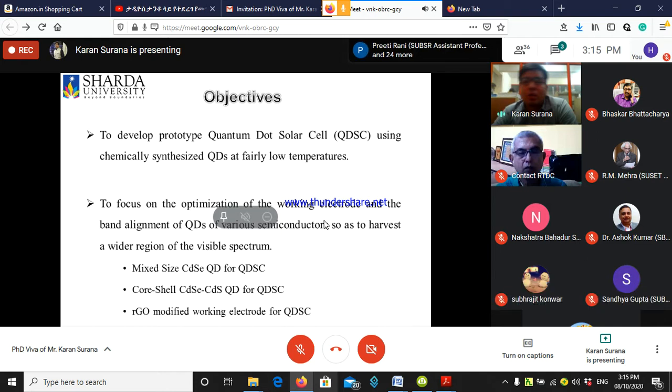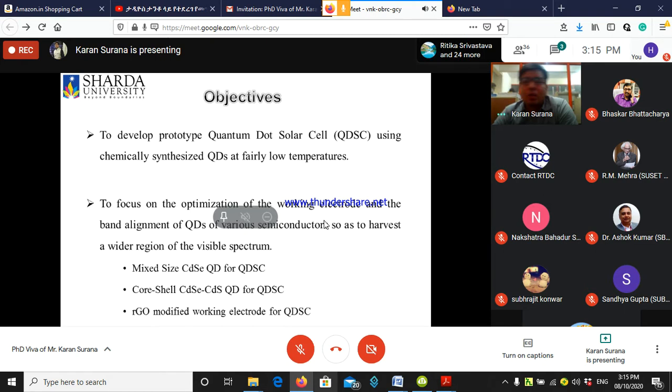So for this we chose three different systems. The first system was mixed size CdSe quantum dots for QDSC, and in the next system we prepared CdSe/CdS core-shell quantum dots for QDSC. While in the third system, we modified the working electrode with reduced graphene oxide and a graded structure of quantum dots for the QDSC.